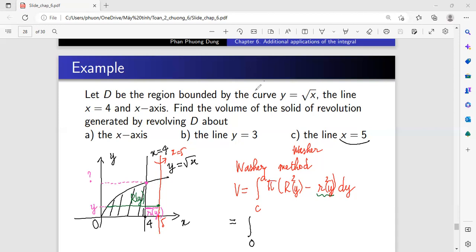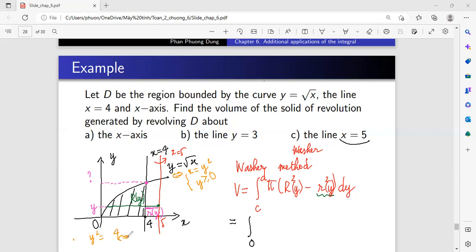How to find the height of this point? We need to solve an equation. You can see the equation y equals the square root of x. That means x equals y squared, of course with the condition that y is greater than or equal to 0. And here x equals y squared, and here x equals 4. You want to find the y coordinate of the intersection point. So we need to solve the equation y squared equals 4.